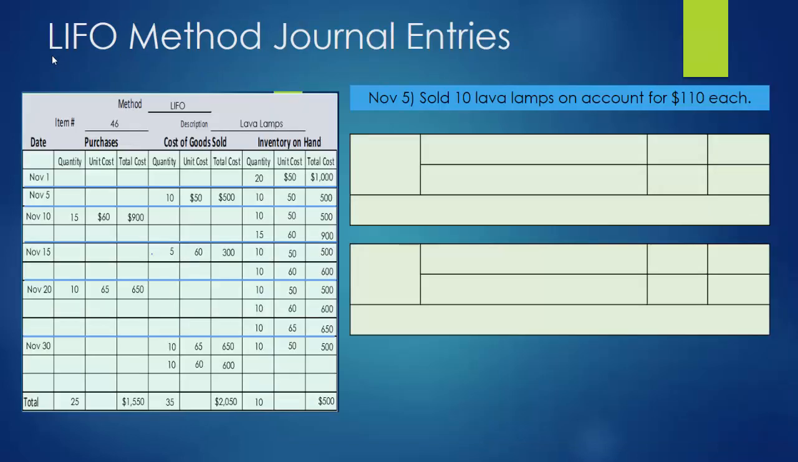The journal entries are incredibly similar. We're going to follow the same exact steps. On November 5th, we sold 10 lava lamps on account for $110 each. So November 5, we're going to debit accounts receivable for the total amount of money, which was $1,100. We're going to credit sales revenue for that same amount, $1,100. We sold inventory on account.